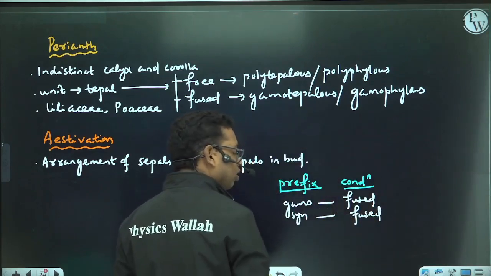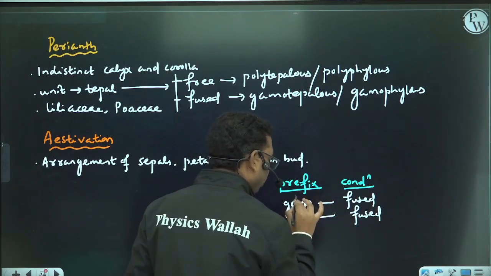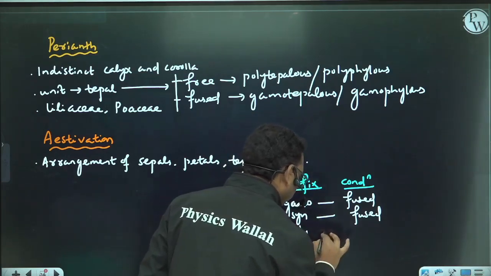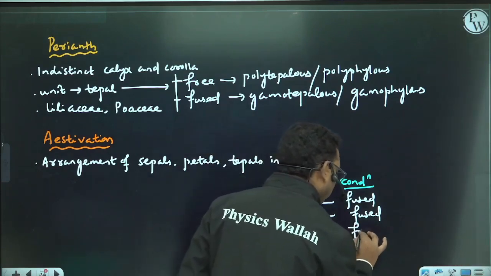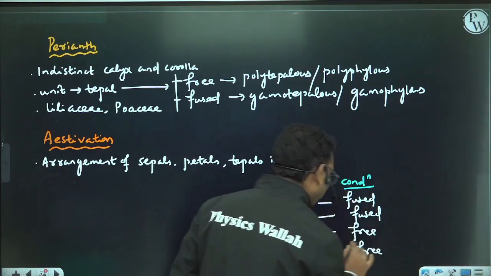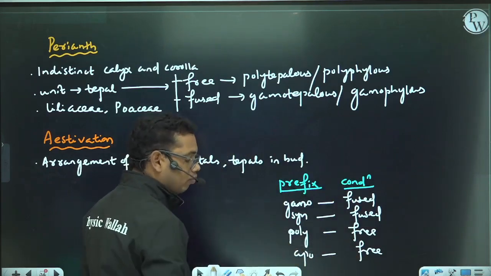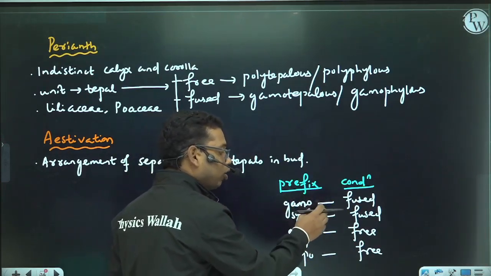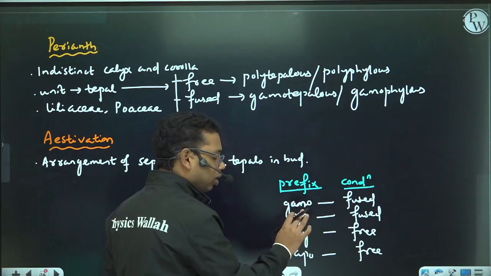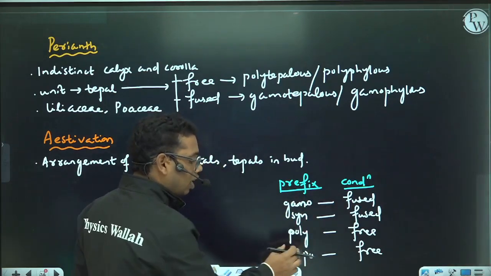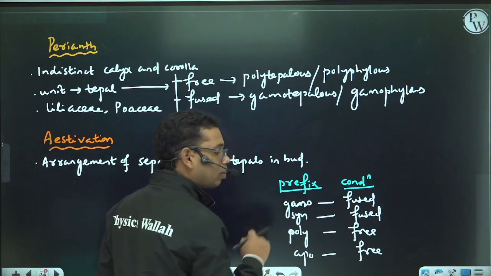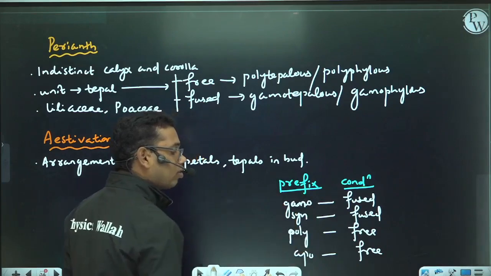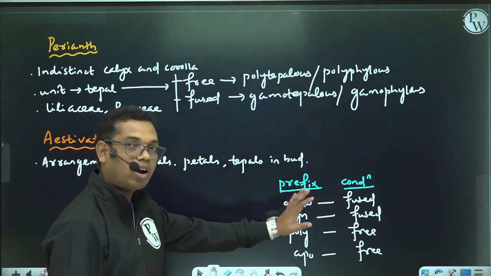And if I use the prefix poly or apo, in those cases the structures will be free. So if I say apocarpus, that means carpels will be free. If I say syncarpus, that means the carpels are fused. Apocarpus means carpels are free, syncarpus means carpels are fused. Gamosepalus means sepals are fused, and polysepalus means sepals are free. So these are the prefixes you have to remember.